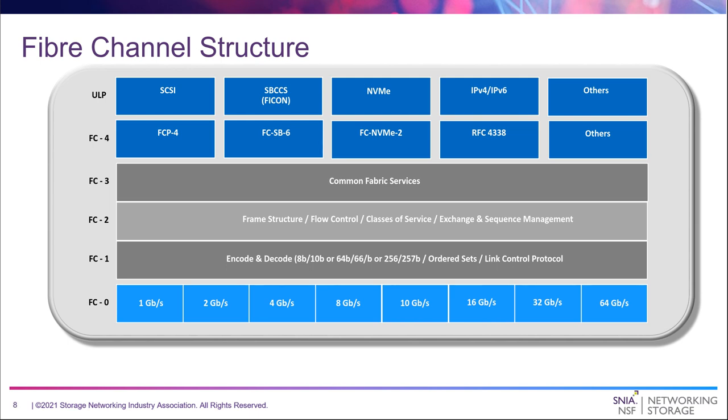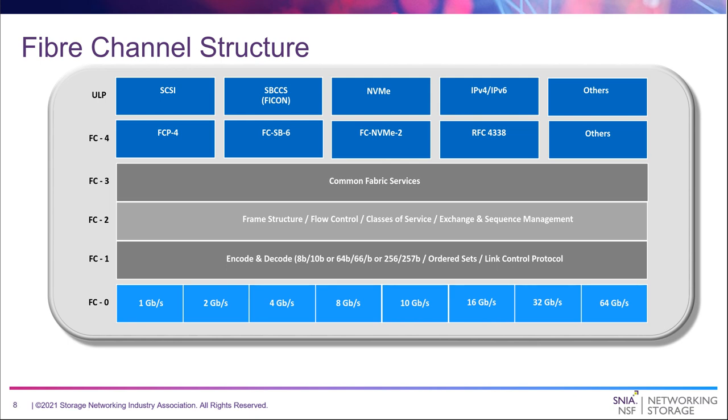FC2 is framing and flow control, classes of service that are supported, right? So Fibre Channel deals in frames. Multiple frames make up a sequence. Multiple sequences make up an exchange. So a simple way to think about it, that hopefully won't make too many people cringe, is word, sentence, paragraph, in terms of how the data is being handled. But Fibre Channel, the FC3 layer, brings in common fabric services, so name services, zoning services, application management, and so on. These are all things that exist there.